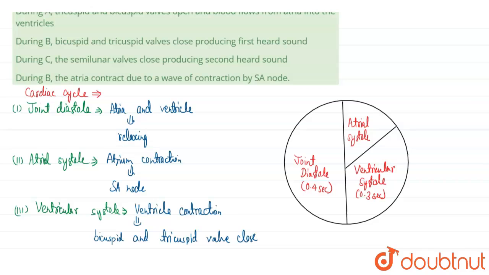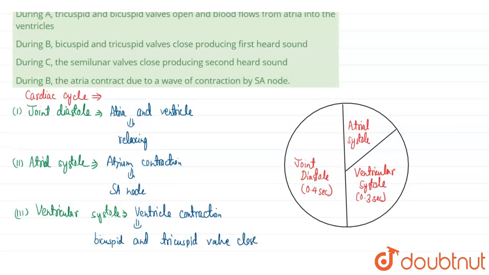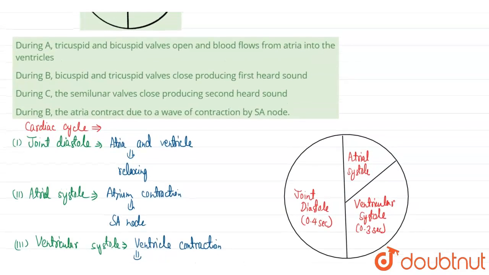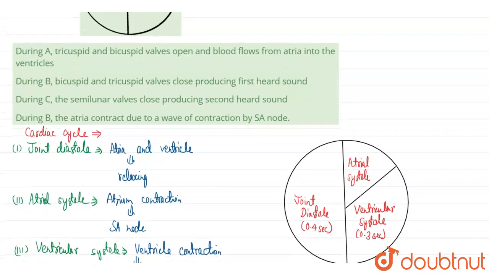So in our question, our first option is during A, tricuspid and bicuspid valves open and blood flows from atria into the ventricle. Our A represents the joint diastole. That means it will be the incorrect option.